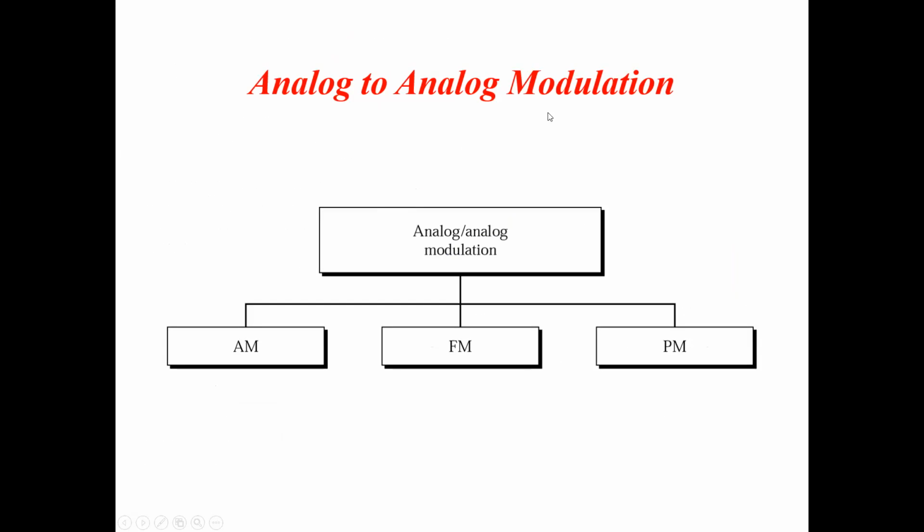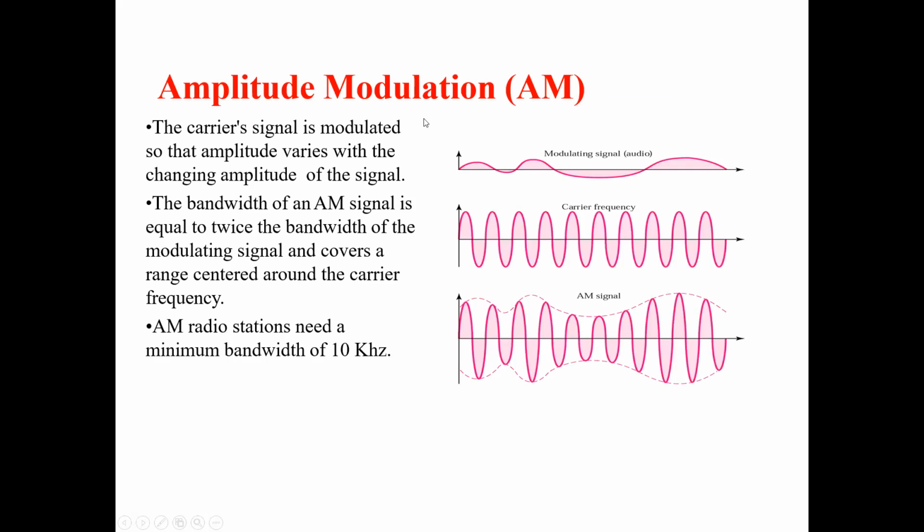Next is the analog to analog modulation: AM, FM, PM. Okay, so amplitude modulation, analog to analog. We have to what? Transfer the analog signal into another analog signal without losing the data. The bandwidth of an AM signal is equal to twice the bandwidth of the modulating signal and covers a range centered around the carrier frequency. This is the carrier frequency. AM radio stations need a minimum bandwidth of what? 10 kilohertz.